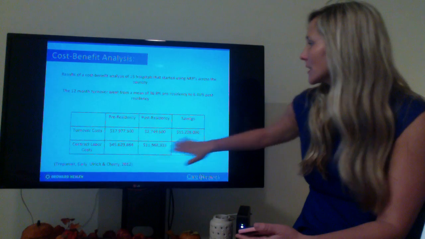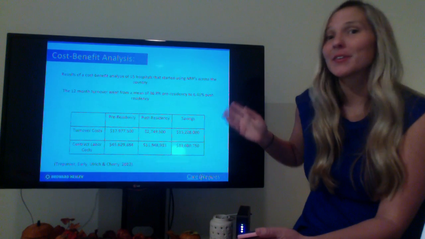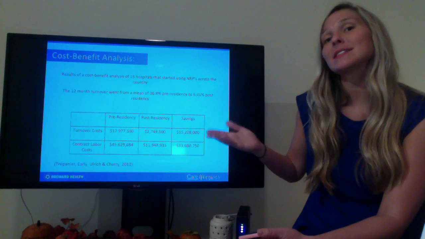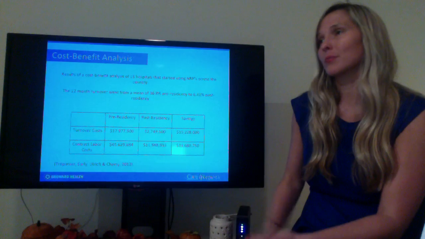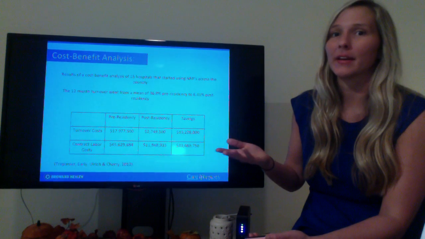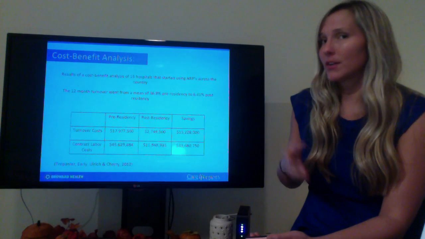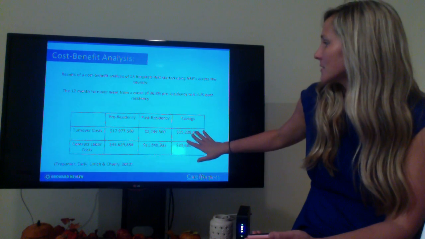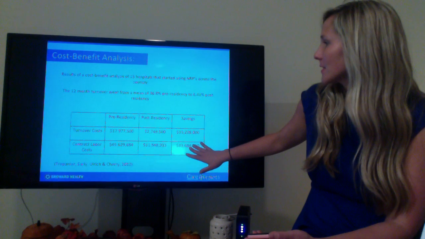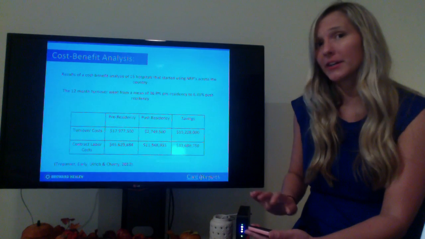Same thing with contract labor costs, such as travelers. I used to travel. They make a lot of money, but hospitals have to spend it when people leave and they don't have anybody. But definitely, if you hire staff employees, it's a cheaper way of doing things. So, turnover costs, $15 million savings. Contract labor costs, $33 million savings in 1 year for all these hospitals.